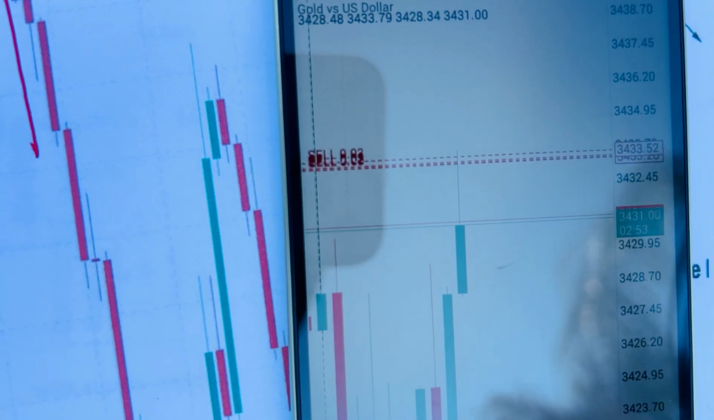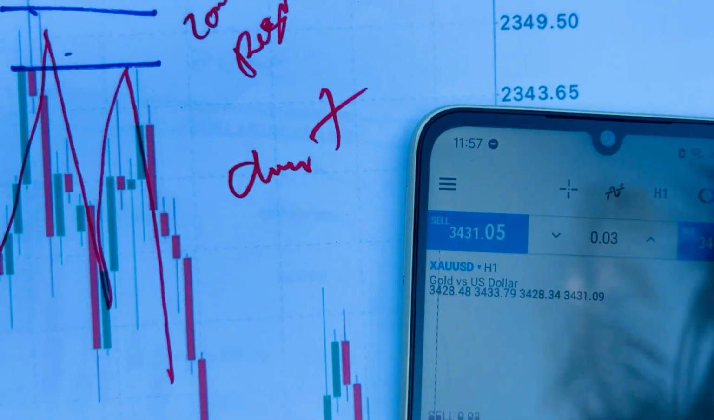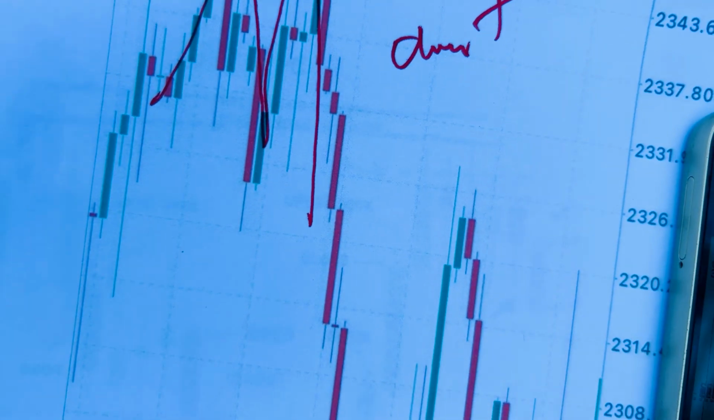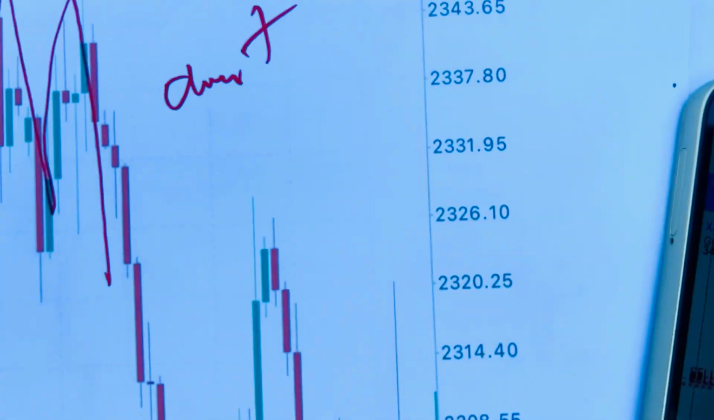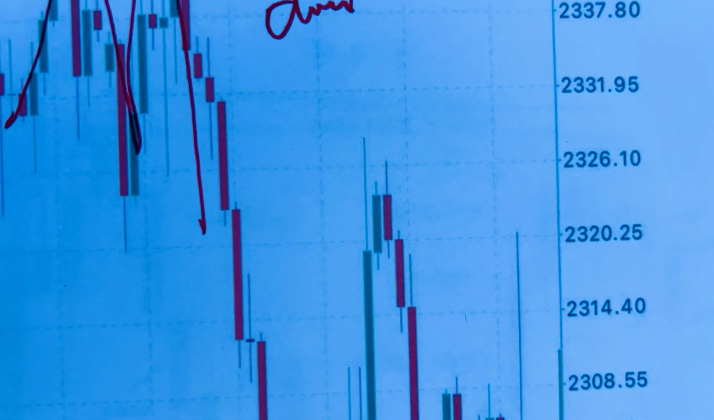Because if you try to memorize the candlesticks, you'll be confused about when to buy and when to sell. So make sure that you go through our tutorials.